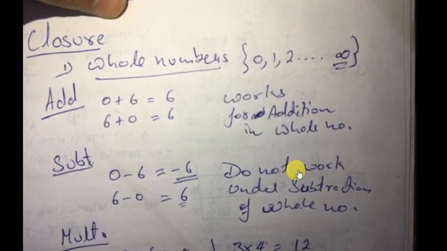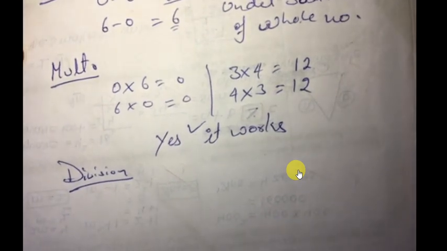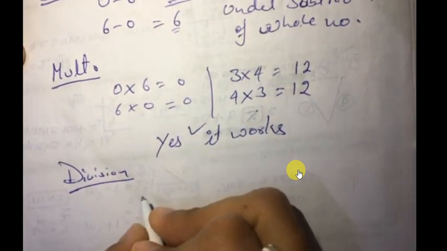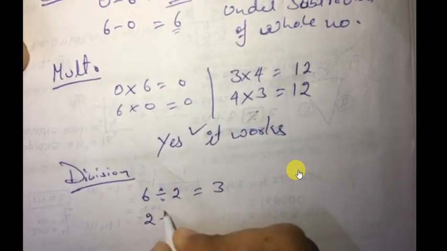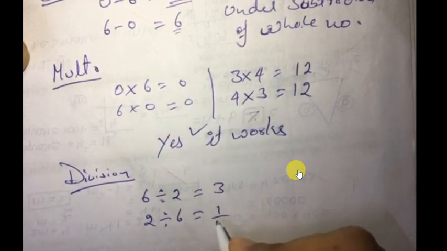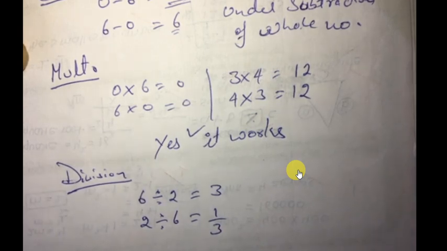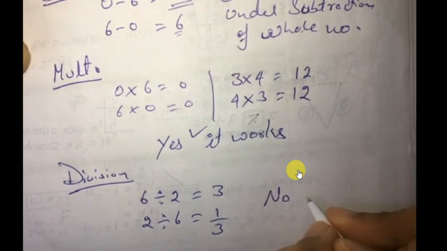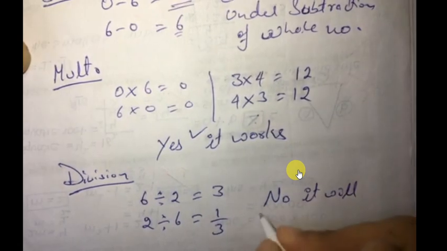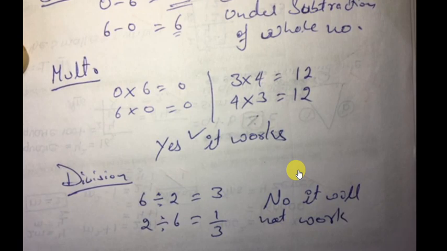And if we check for division, what we will get? Let's say 6 divided by 2 will give you 3, and 2 divided by 6 will give you 1 by 3. So both the results are not the same. That means closure property does not work in division. For the division case, it will not work.